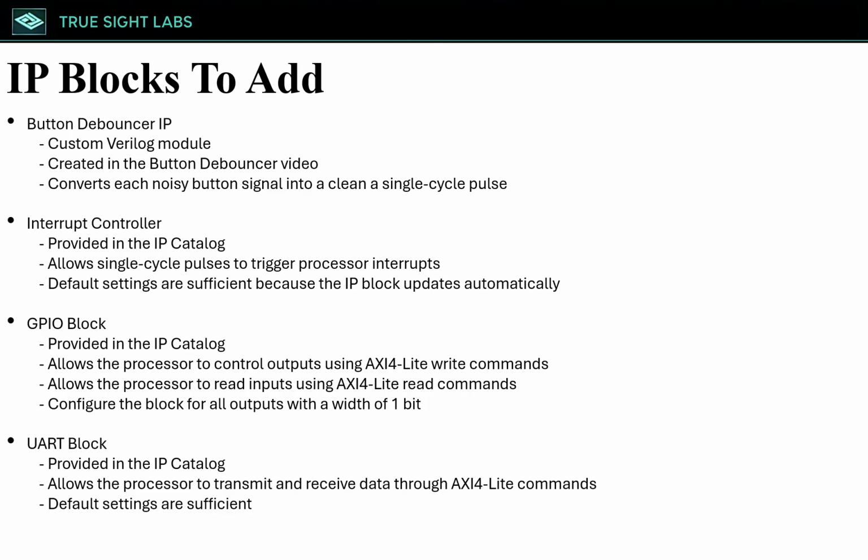The third is the GPIO block. This allows the processor to control the LED through AXI lite write commands. For this demonstration, configure it as a 1-bit output. The final block is the UART block. This allows the processor to print the interrupt count to the serial terminal. Its default settings are sufficient.